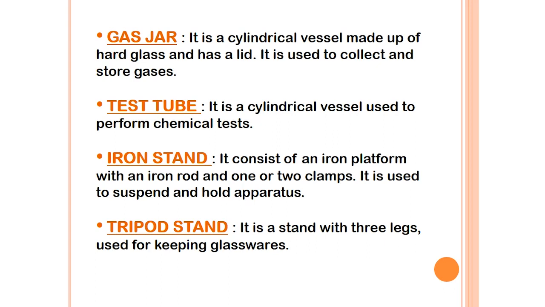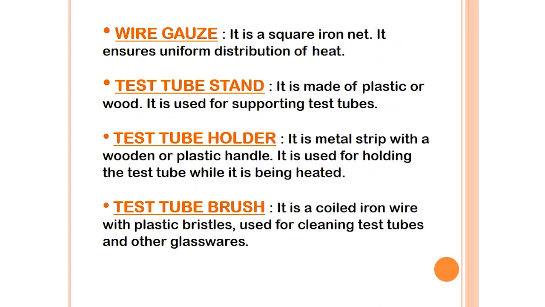Tripod stand. It is a stand having 3 legs. It is used for keeping glassware like beaker, flask, etc. for heating. Wire gauze. It is a square iron net with gauze in the center. It ensures uniform distribution of heat. Test tube stand. Test tube stand is a stand used for supporting test tubes. They are made of wood or plastic.